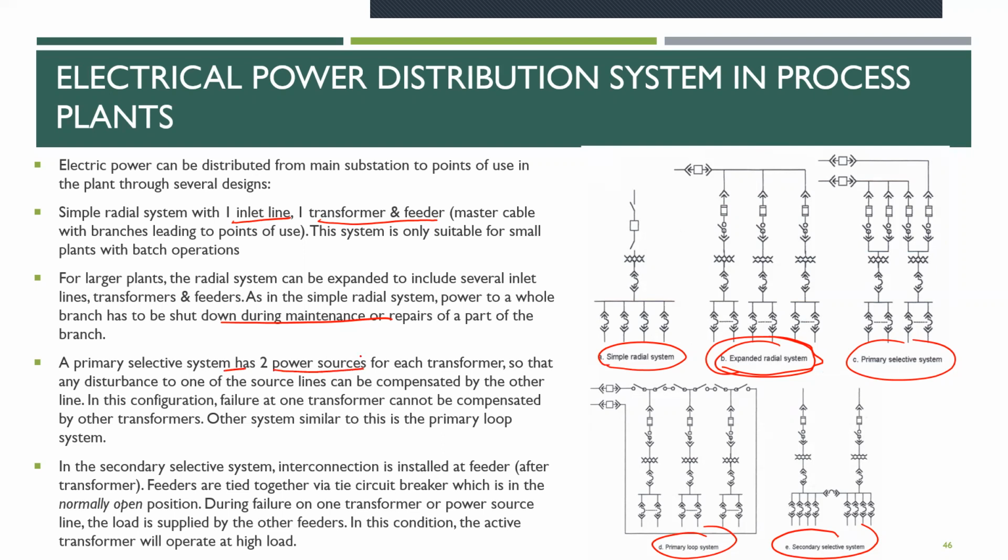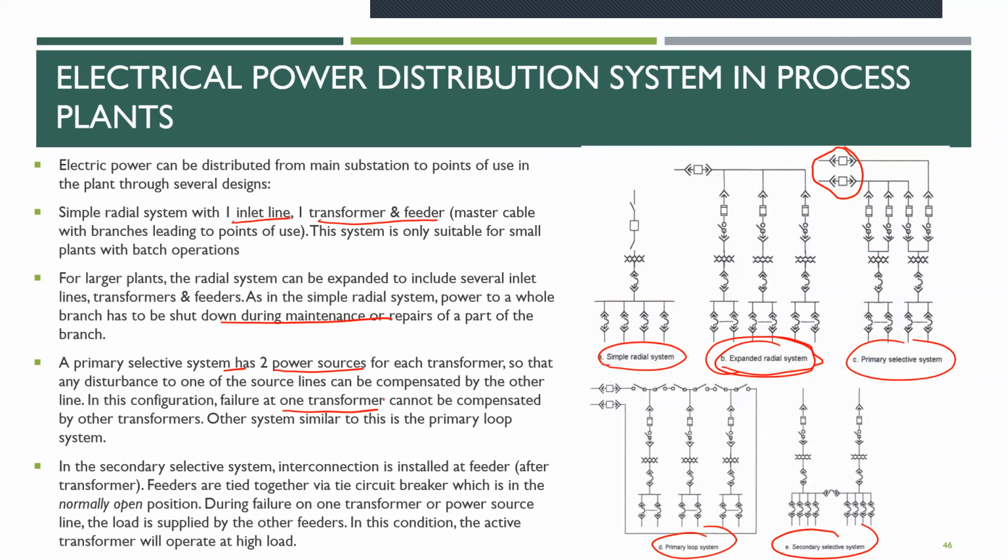The next one is the primary selective system, which has two power sources. This is the power source for each transformer, so that any disturbance to one of the source lines can be compensated by the other line. In this type of distribution system, the lines back up each other. If there is a failure in one source line, it will be compensated by the other line. In this configuration, a failure at one transformer cannot be compensated by other transformers.